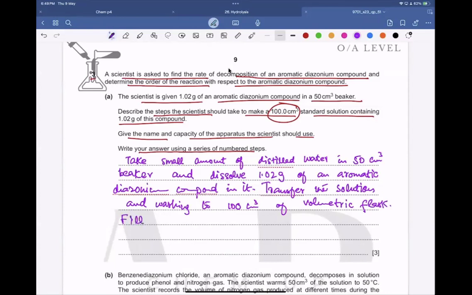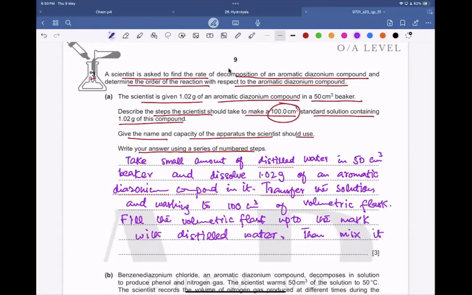Then fill the volumetric flask up to the mark with distilled water. That's exactly the same thing that you performed in your labs. If any one of you has any confusion, please ask. And after filling it, mix it well.